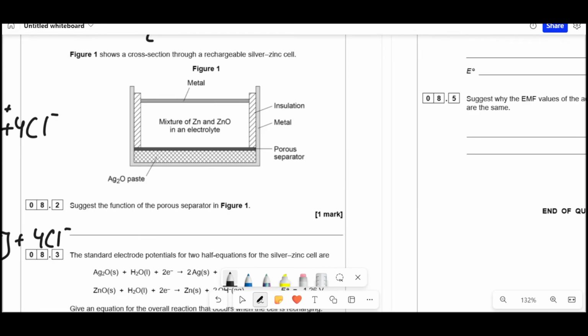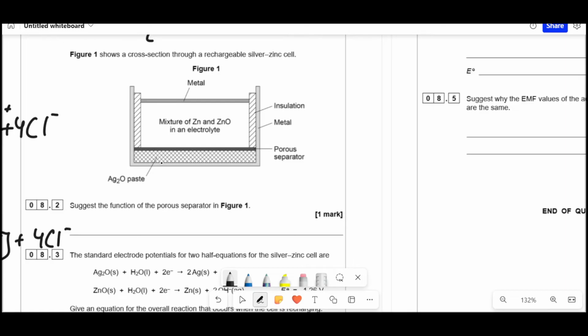Figure 1 shows a cross-section through a rechargeable zinc-silver cell. Suggest the function of the porous separator in figure 1. Now, obviously, you might not know this exact cell, but you've got to remember the basics that make a cell function. So you have 2 electrodes, you have the outer circuit, but then it can't work unless the circuit is complete. So let's have a look at how this thing works.